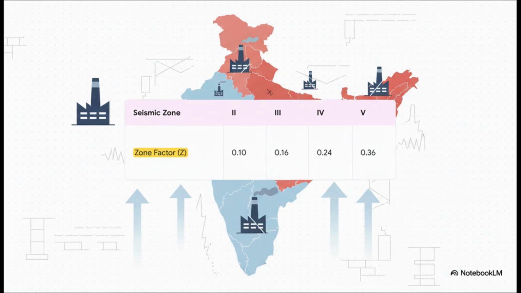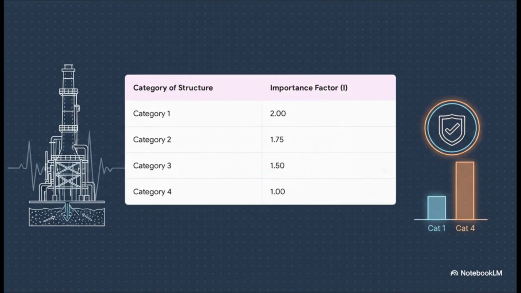This one is pure geography. Where is your structure located? India is mapped into different seismic zones, from II, the least active, to V, the most active. And you can see right away the Z value, which basically represents how hard the ground is expected to shake, jumps up significantly in higher risk zones. A structure in Zone V has to be designed for a base shaking that's over 3.5 times stronger than one in Zone II. Next is I, the importance factor.